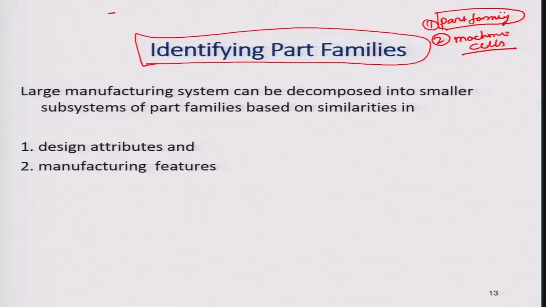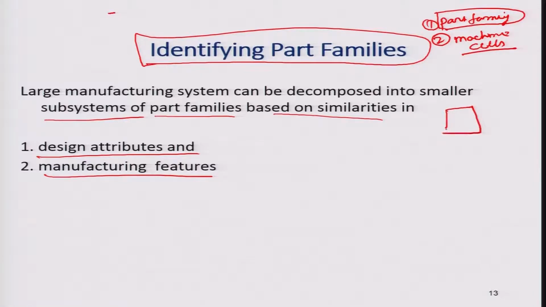A large manufacturing system can be decomposed into smaller subsystems of part families based on similarity in design attributes and manufacturing features. First, you have to disassemble the whole product into a variety of parts P1, P2, P3. Again, P1 will have to be decomposed into P11, P12, P13, similarly. This decomposition has to be done on the basis of design attributes and manufacturing features.